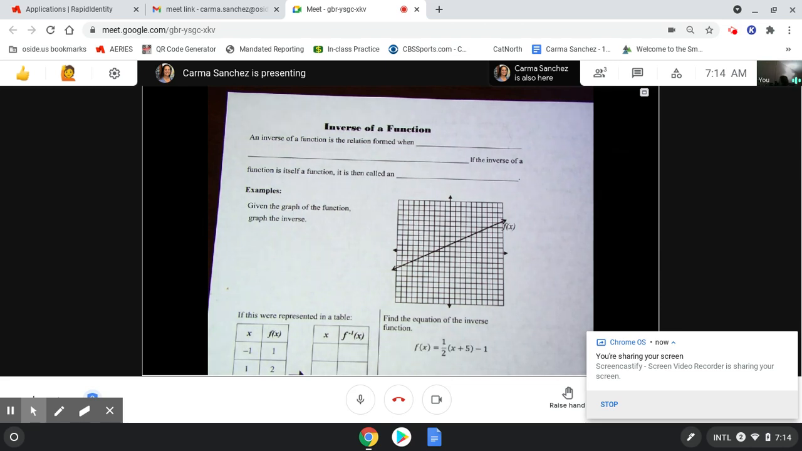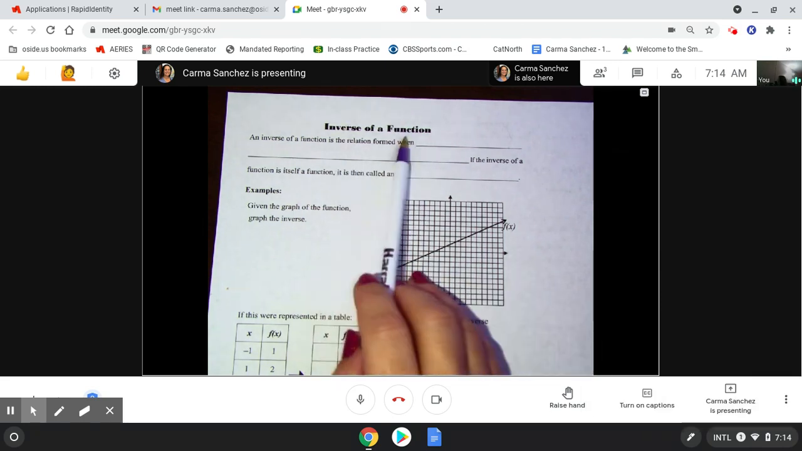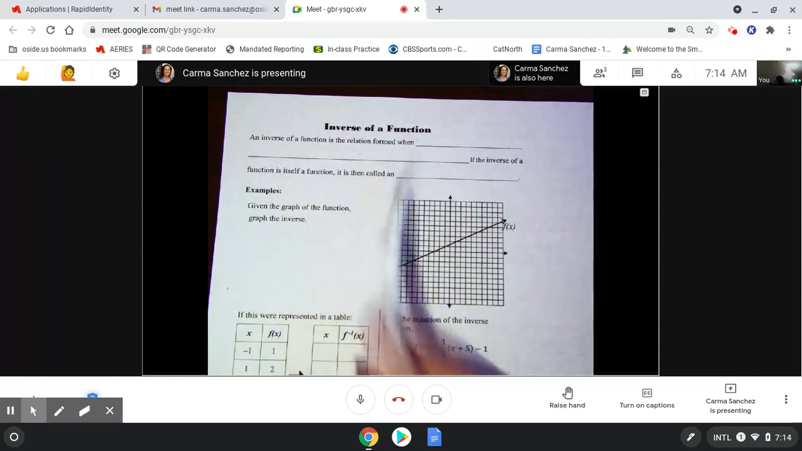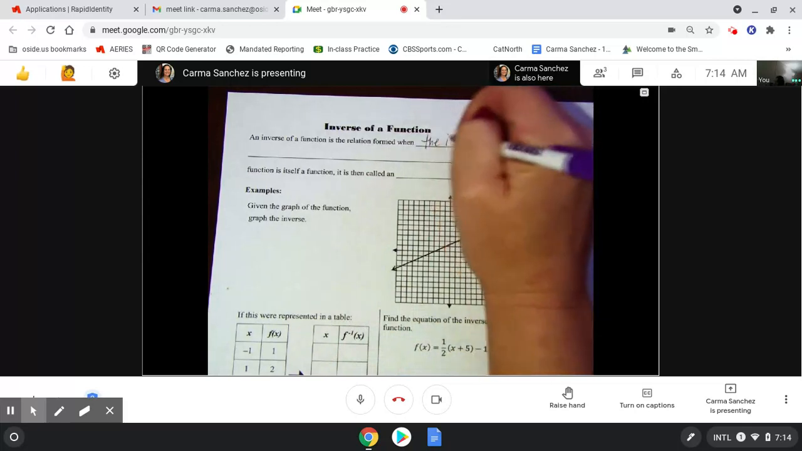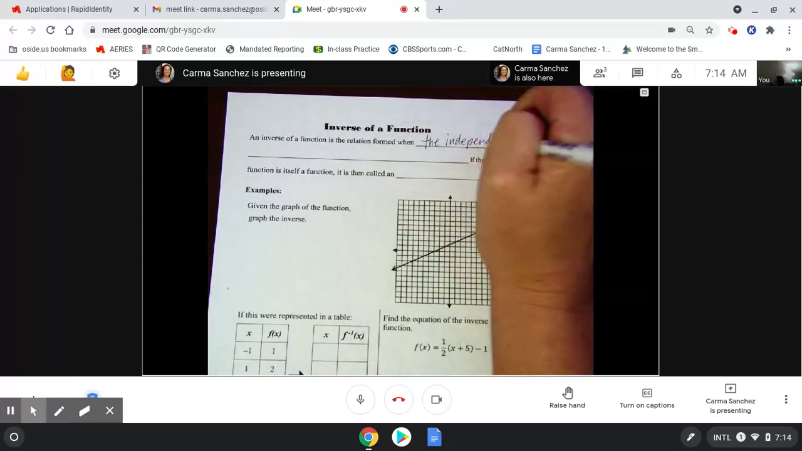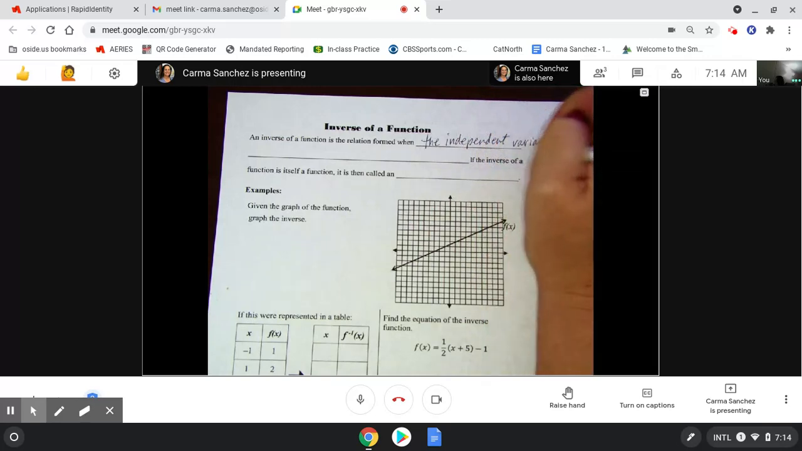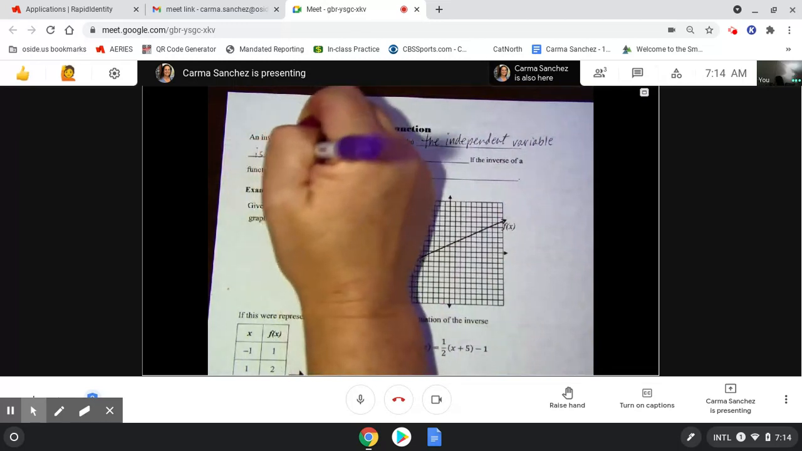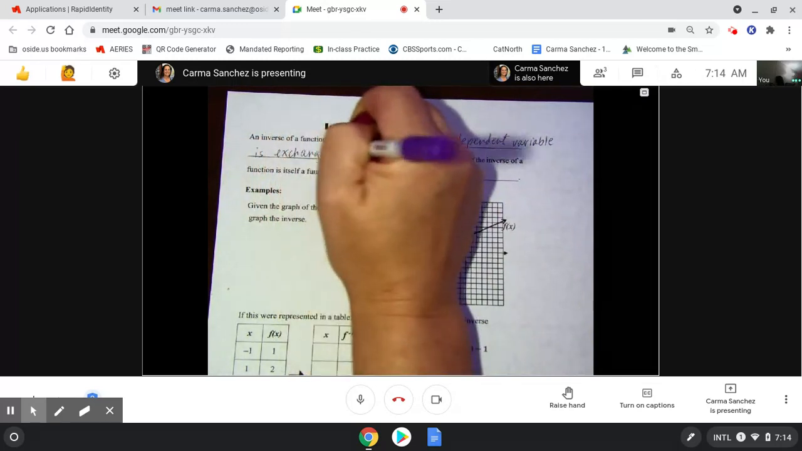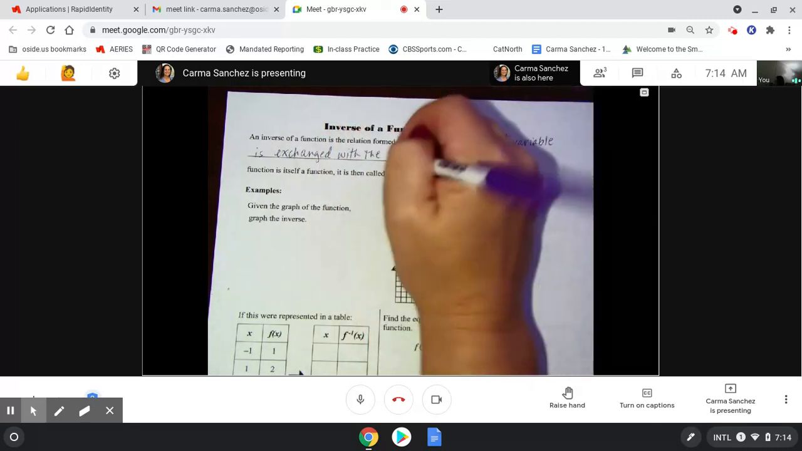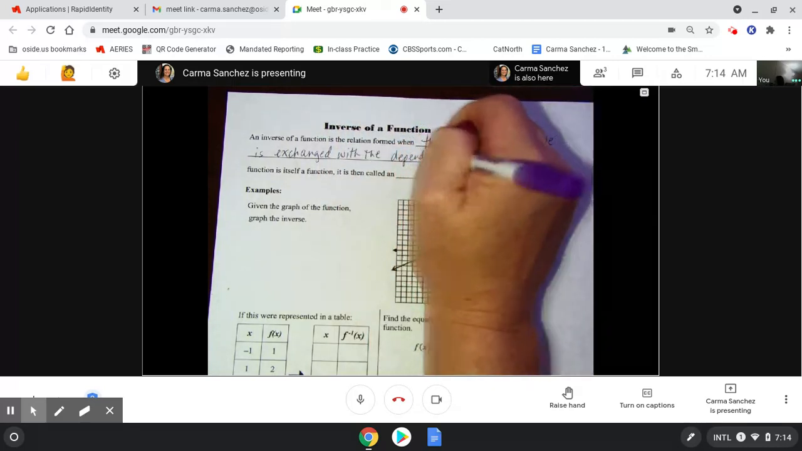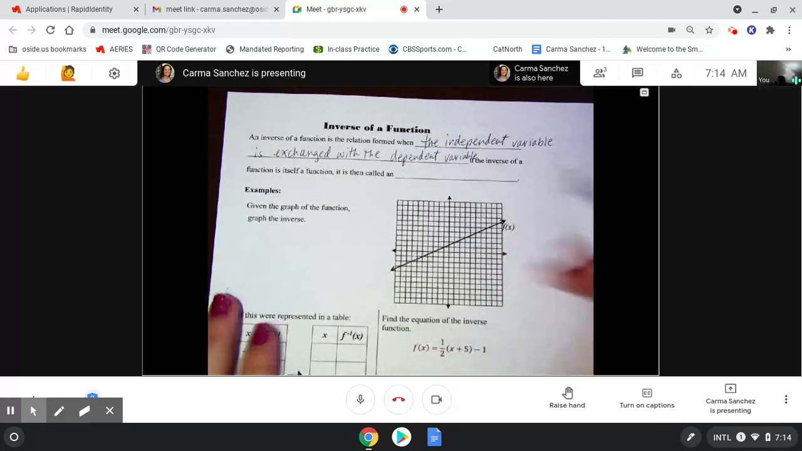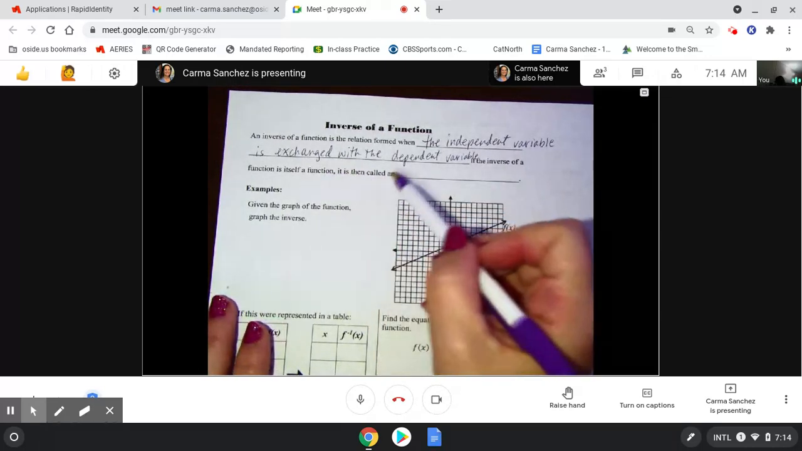All right, we're going to be learning about a new concept today called inverses of a function. And so an inverse of a function is the relation formed when the independent variable is exchanged with the dependent variable. If the inverse of a function is itself a function, then it is called an inverse function.